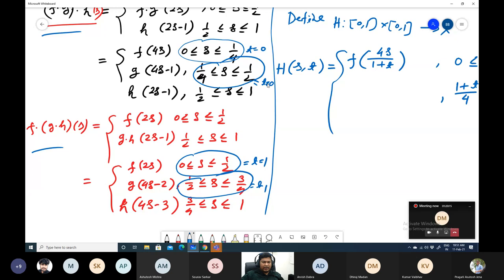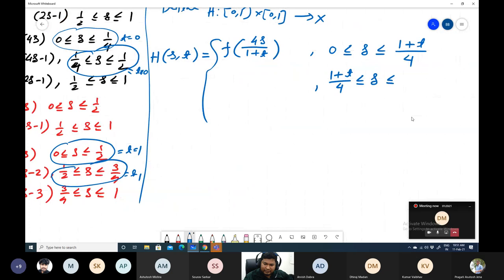Now what can you write here? See, you need this and this, 1 by 2 and 3 by 4. So 2 plus t by 4? No, you will not take this. It is 2 plus t. Okay, because we are just taking that linear one.